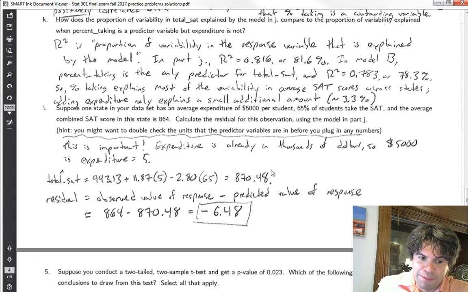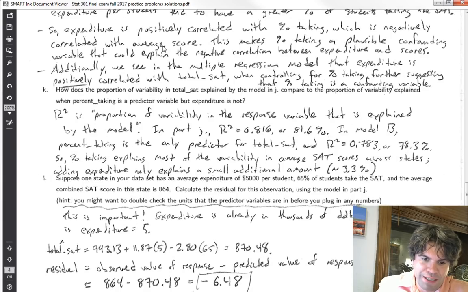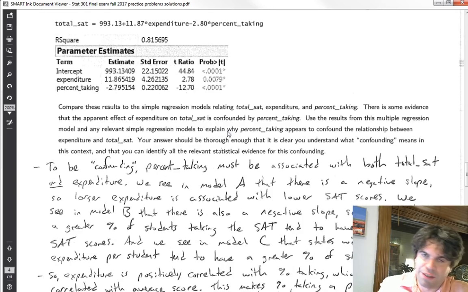Be careful with these numbers. Remember before, expenditure is in thousands of dollars. So $5,000 per student in this model with these variables corresponds to expenditure equals 5. It's in thousands of dollars, so expenditure equals 5 means $5,000. So I'm going to plug a 5 in up here where expenditure goes, and then for percent taking, 65%, I'll plug a 65 in there because my unit is percentage.